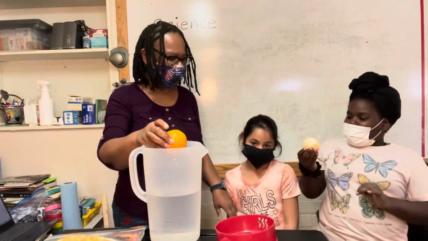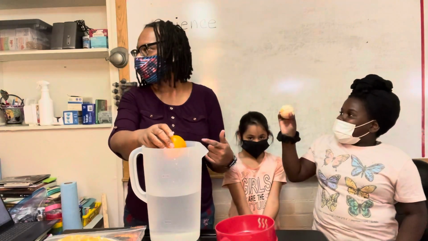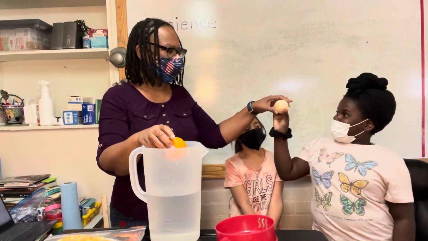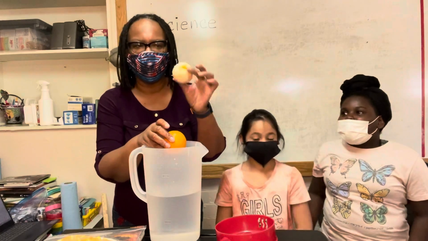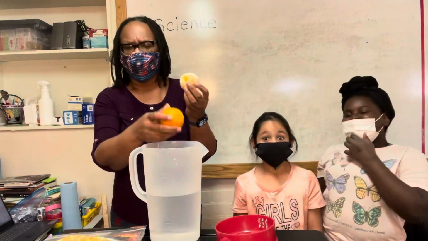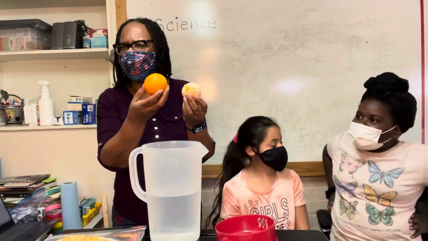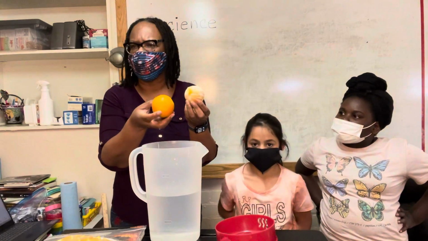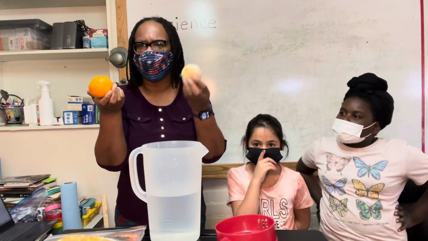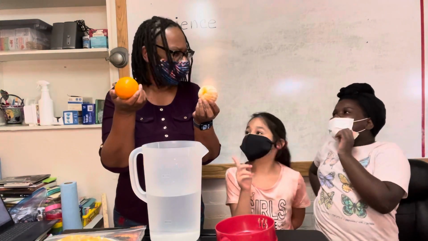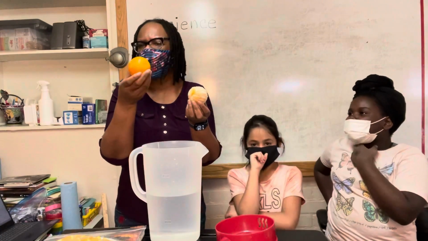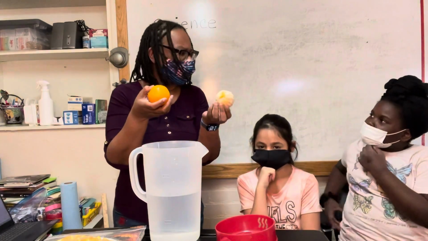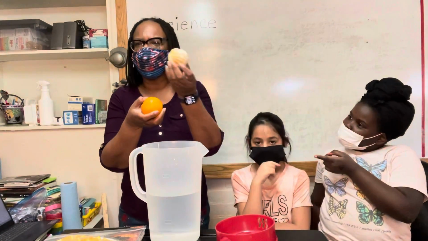Now here's my friend Rylan back with her peeled orange. It floats. And so she peeled the skin off. The skin, the peel was on. Which one do you think is heavier? If it has skin on it or without it? With skin. Yeah, because we took the skin off. That means it should be lighter, right? Yes.